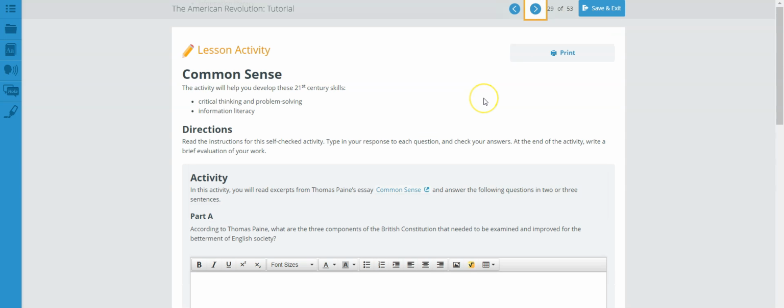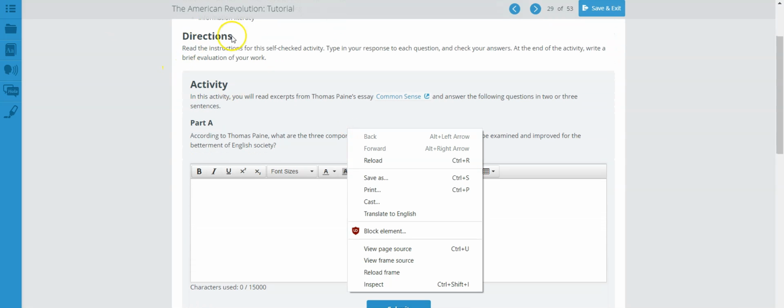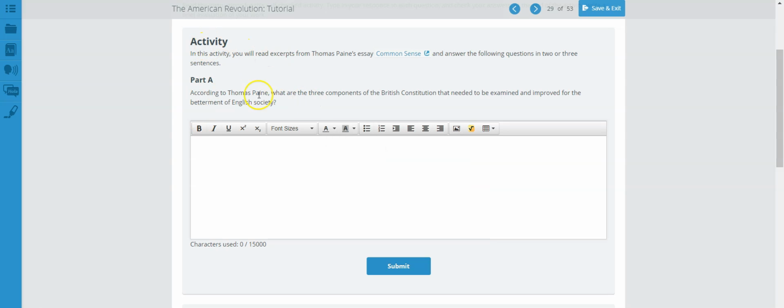Let's move on. We are now on page 29 of the American Revolution tutorial, and this is another lesson activity, and it's about Common Sense. Let's go all the way to the activity here, and then we can review what needs to be done. In this activity, you will read excerpts from Thomas Paine's essay, Common Sense, and then answer the following questions in 2 or 3 sentences. Part A.